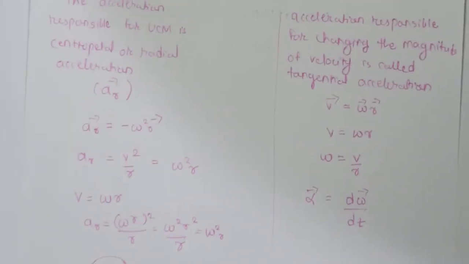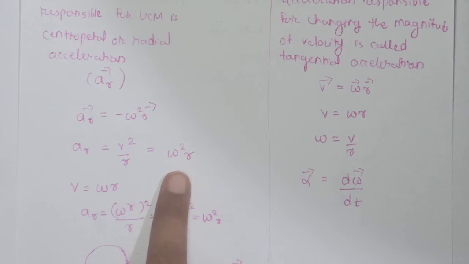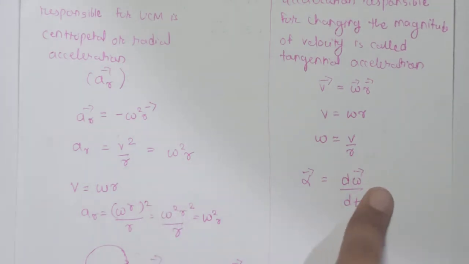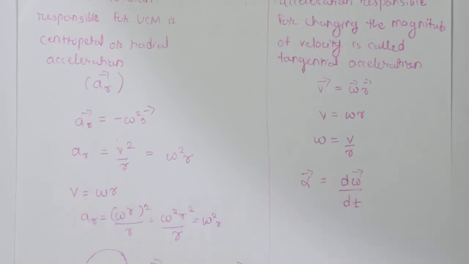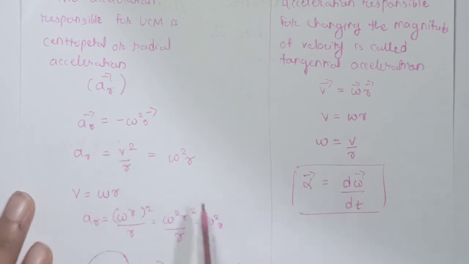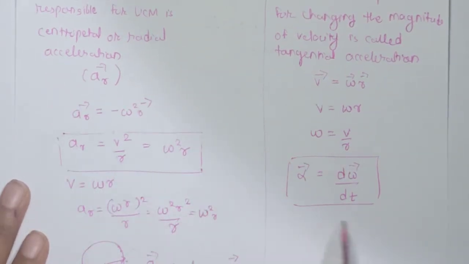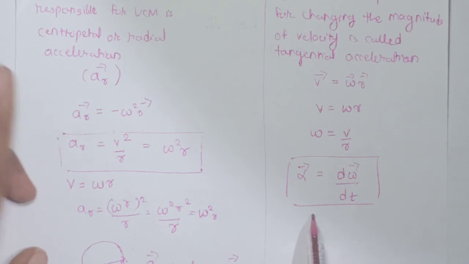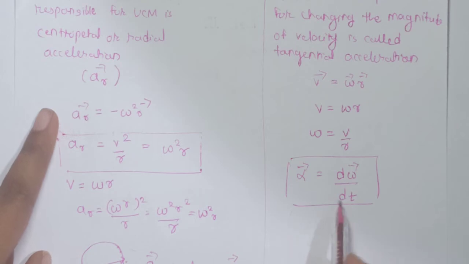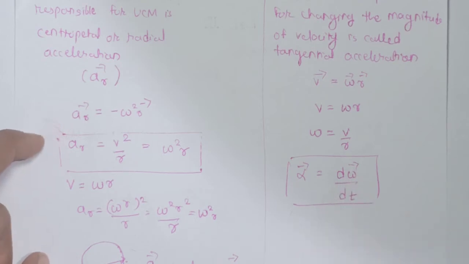And that expression is given by this: AR is nothing but omega square r, and here alpha is equal to the rate of change of angular velocity with respect to time. Both are different mathematical expressions, because here the magnitude is constant and only the direction is changing, and here the magnitude is changing. That's why we are considering the differential form.